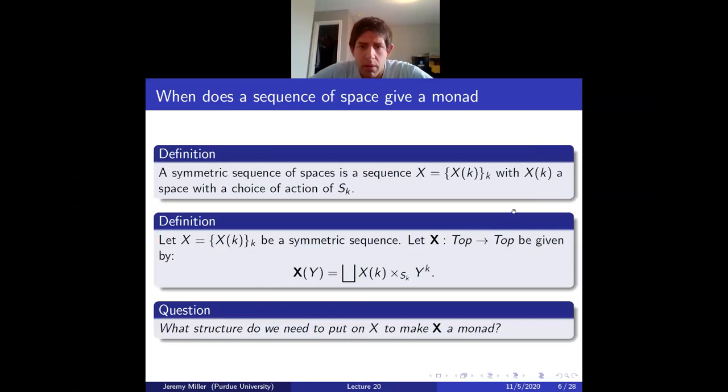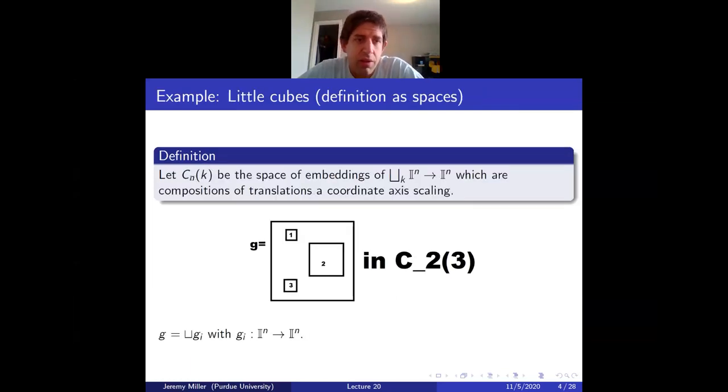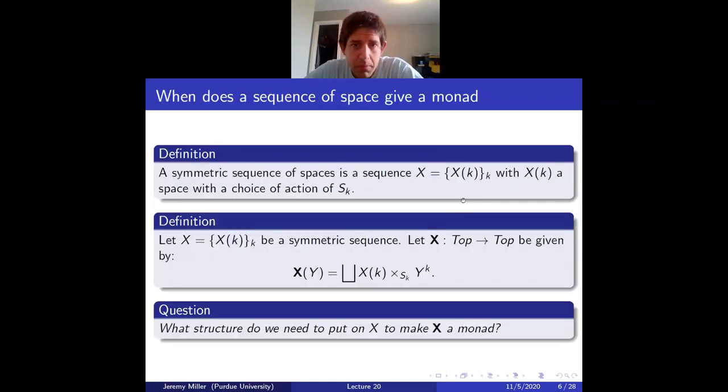Okay, so I should have switched X and Y here. I apologize. So there's a definition. A symmetric sequence is a sequence of spaces X(k), where X(k) is a space with an action of the symmetric group on k letters. You should think of X(k) as being some space like this cube space. Here we're fixing n and varying k, and this is a family of spaces, and the kth space has an action of the kth symmetric group. Here it's just permuting the order of the embeddings, or permuting the labels on the cubes. Okay, so this is what a symmetric sequence is.